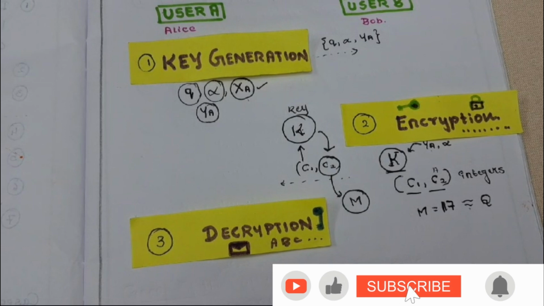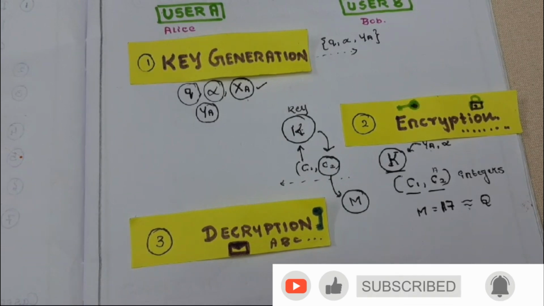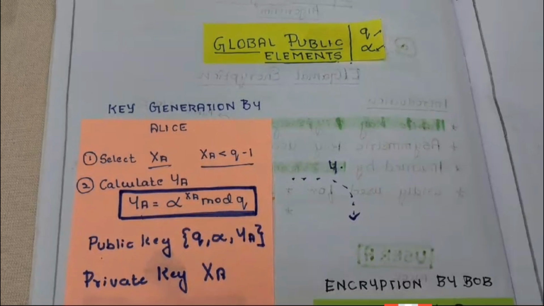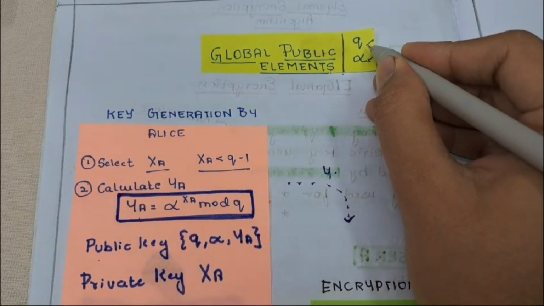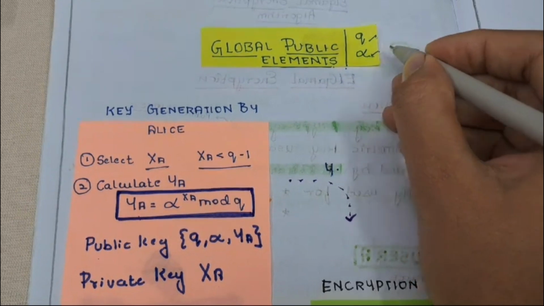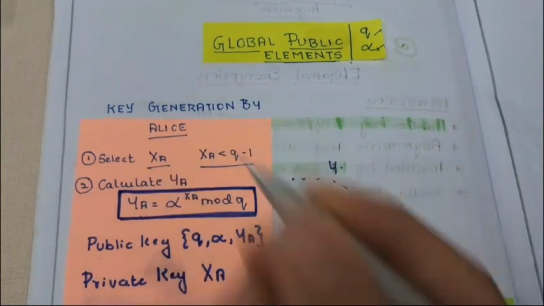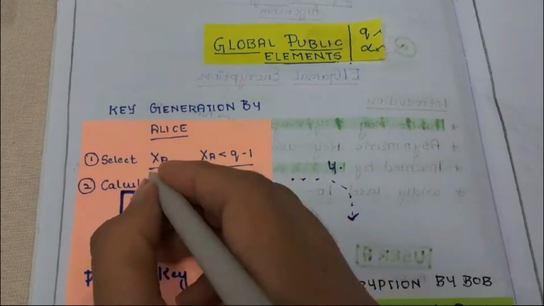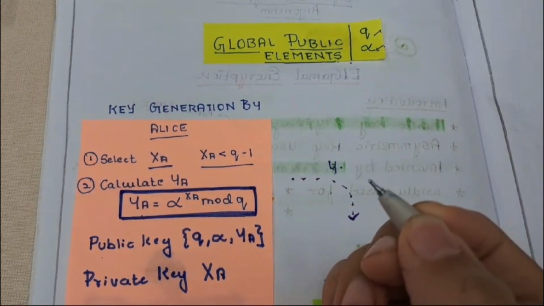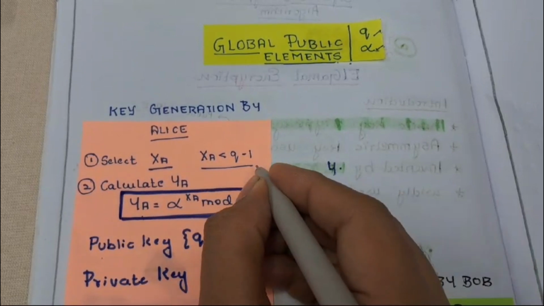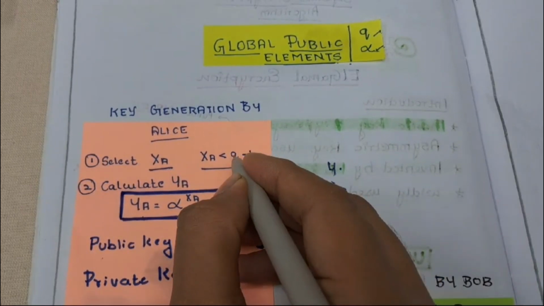The numerical approach and a question will be solved now. When you are aware of the global public elements, which are Q and alpha, what Alice is going to do is key generation. We are going to select XA, which is the private key of Alice, which is lesser than Q minus 1. We know Q is a prime number.